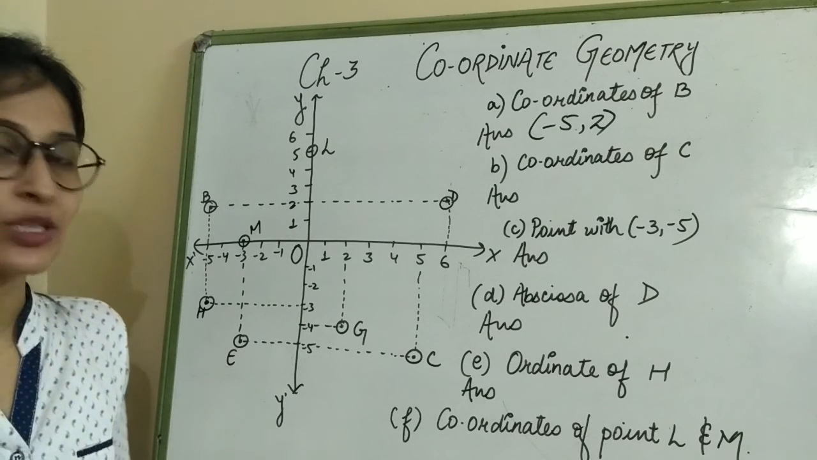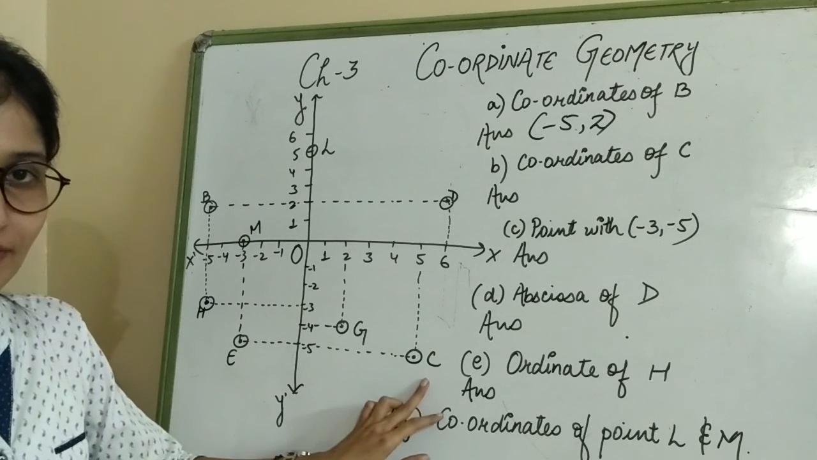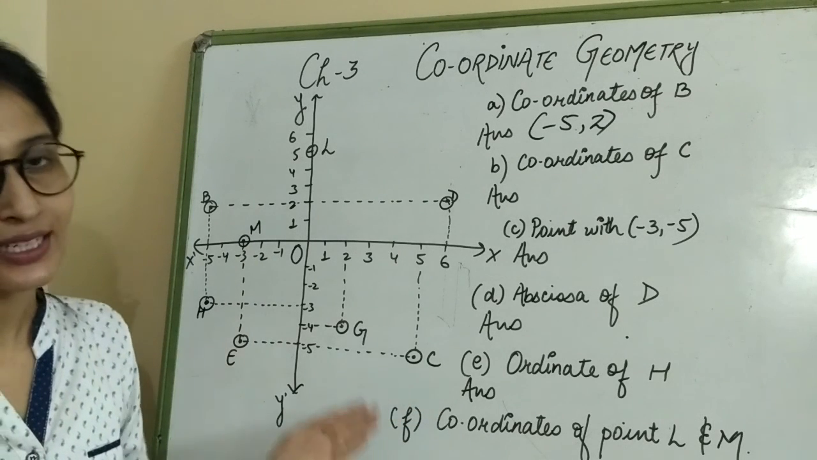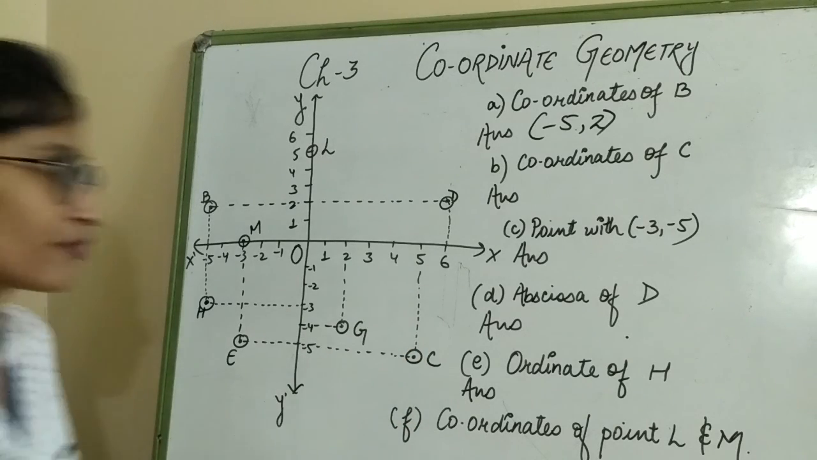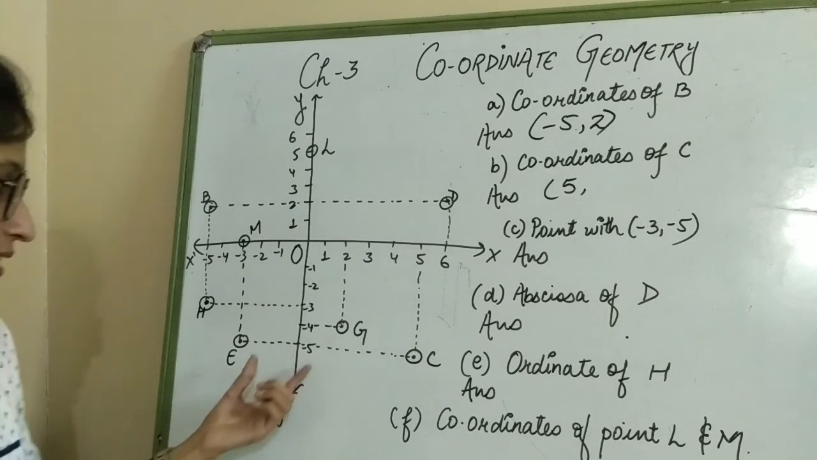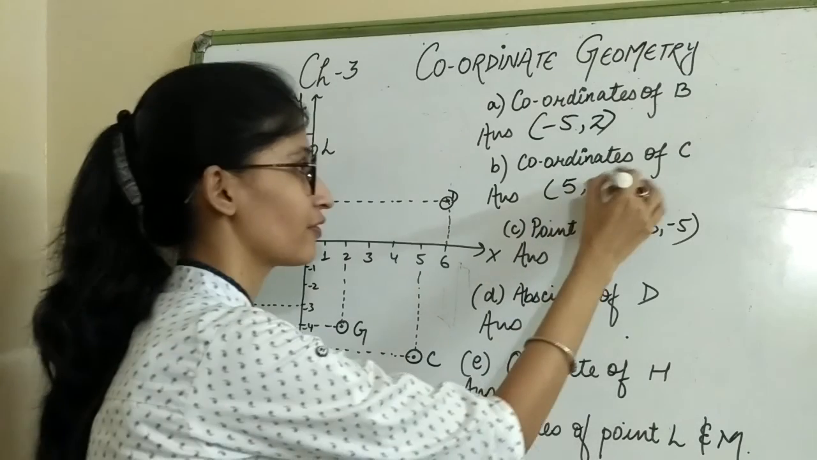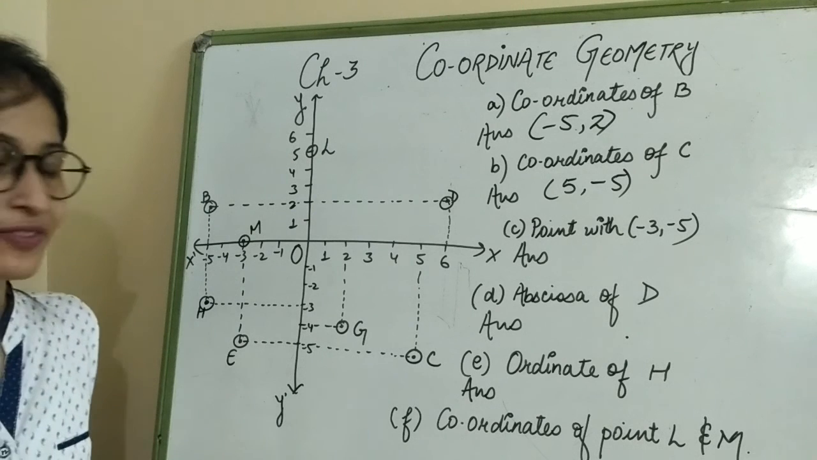Next, write the coordinates of the point C. Locate point C on the graph. First write the x coordinate and then y. The x coordinate for the point C is 5 and the y coordinate for the point C is -5. So the coordinates are (5, -5).